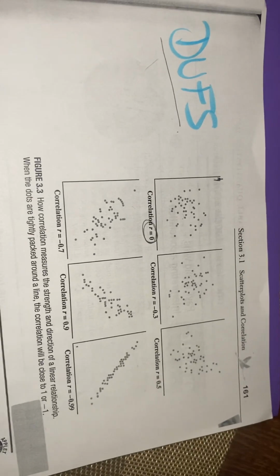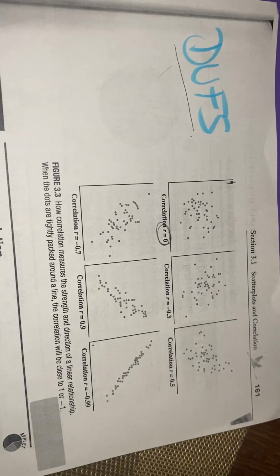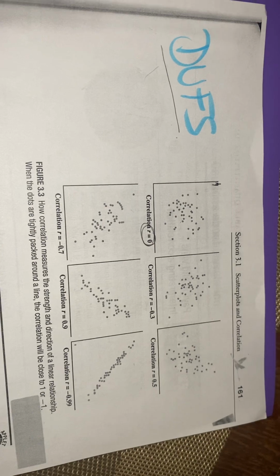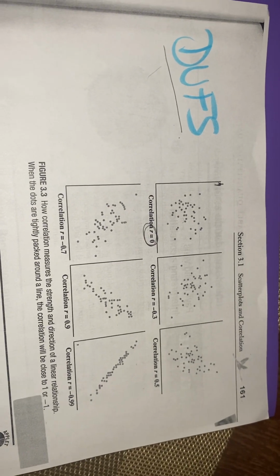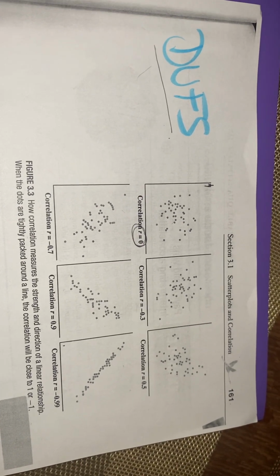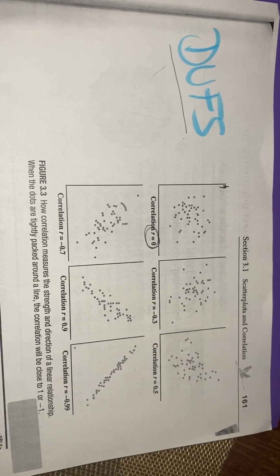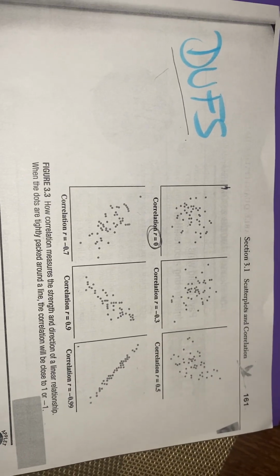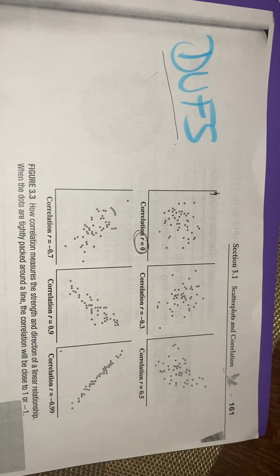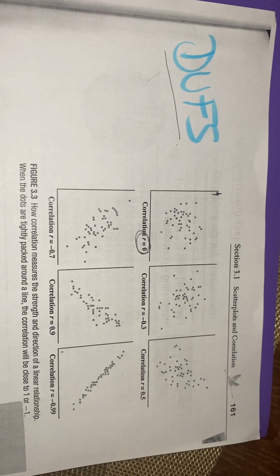DOVES is actually an acronym, and the D stands for direction, whether it's positive, negative, or if it has no direction. U is unusual features, such as any dots that might be a little too far away. F is form, whether it's linear or non-linear. And then finally, the S stands for strength. The strength can actually be negative, 0, or positive. The farther it is away from 0, it is either going to be moderate or strong.